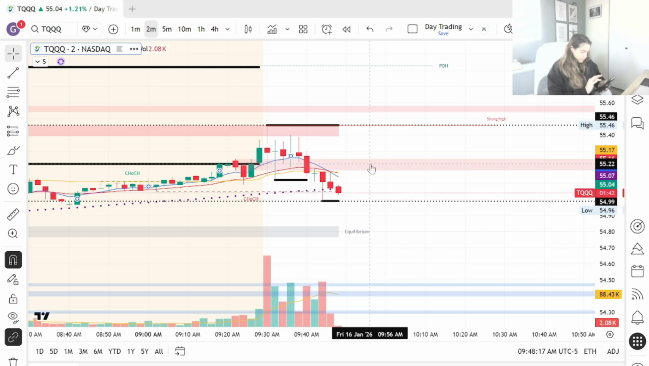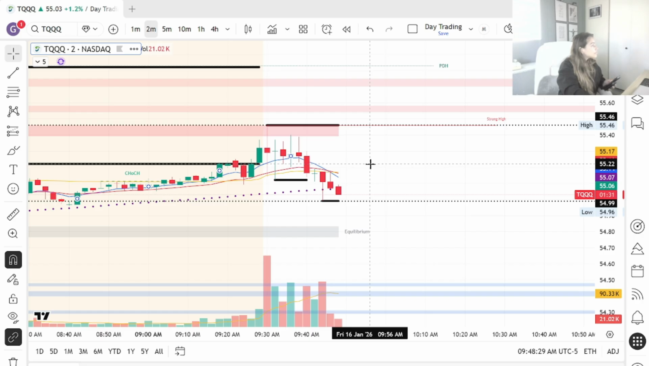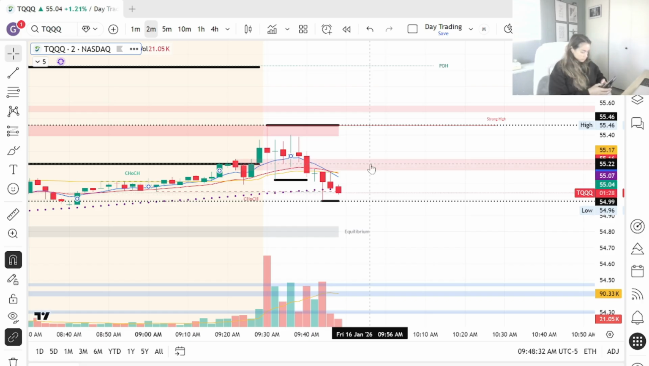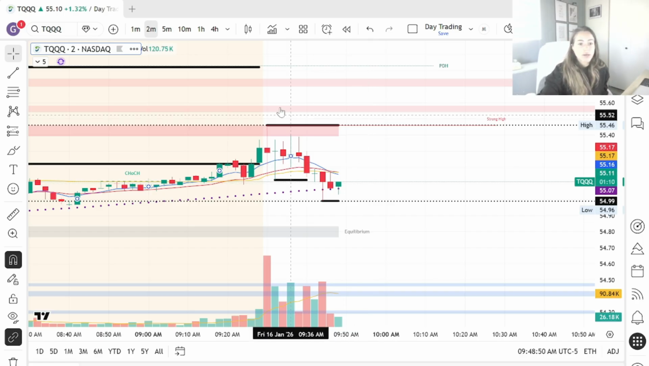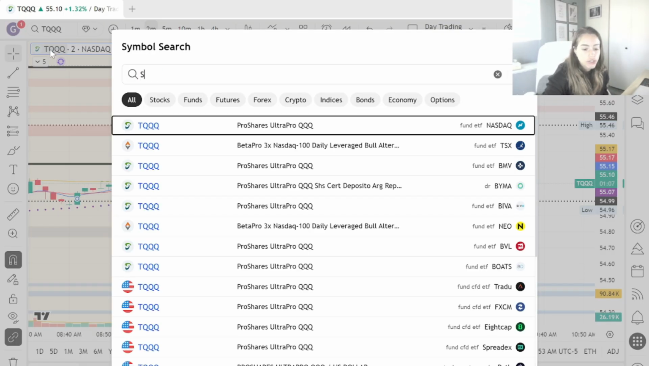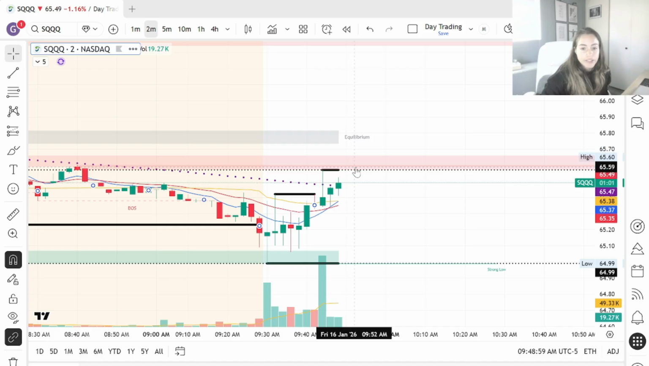All right. 55.52. So not pulling the trigger. See, this is why we don't pull the trigger. I'm trading SQQ, or I'm looking at SQQ. We're waiting for it to push past here.